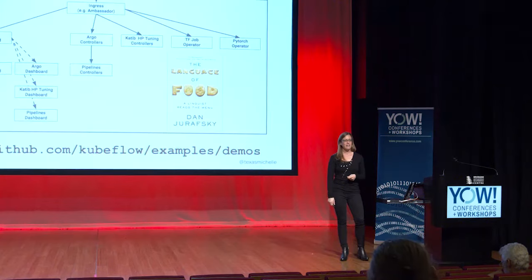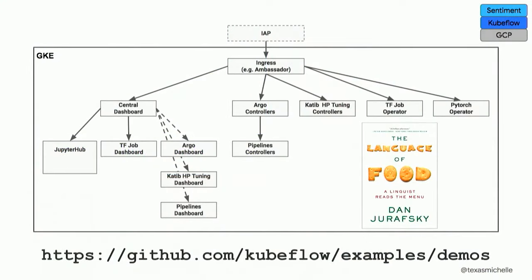OK, I've talked a lot about it. Let's see it in action. So this is what we saw before. This is after a click to deploy. This is what we have. It's an empty cluster with Kubeflow installed. This is the default installation. And again, all of the code is out on GitHub.